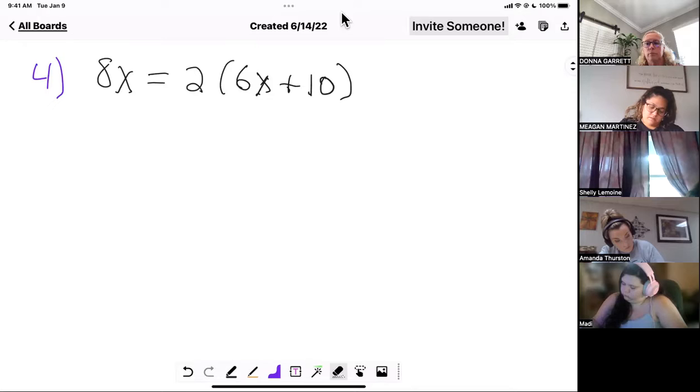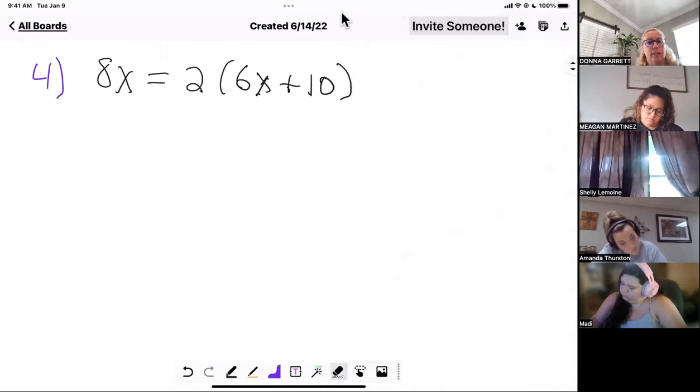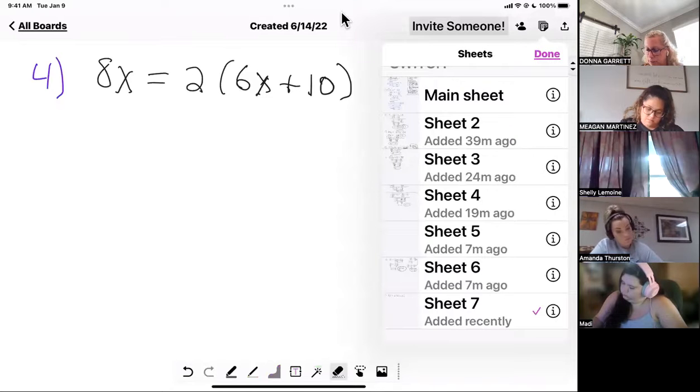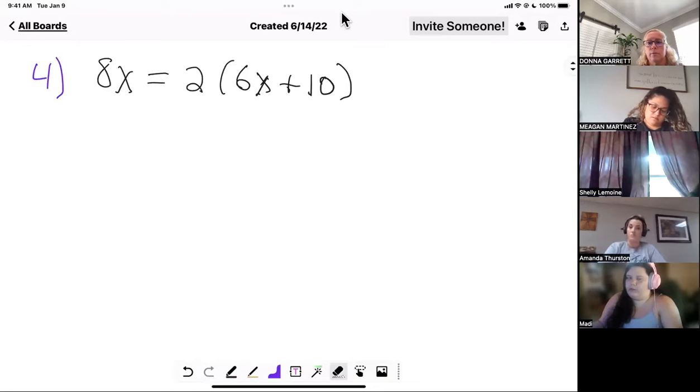Hey, Miss Garrett, I think I saw a blank page. Did you add an extra page or something? I may have by mistake. I had a blank page by mistake. It's all right. I don't think I deleted the blank page either. Yeah, I have a blank page. I see it. A positive divided by a negative is a negative, right? Yes.